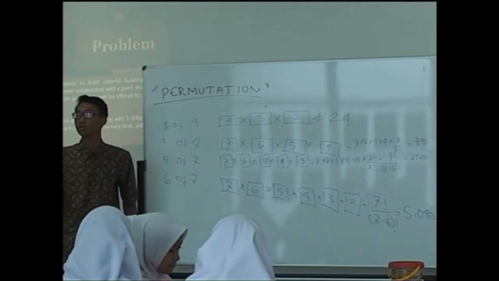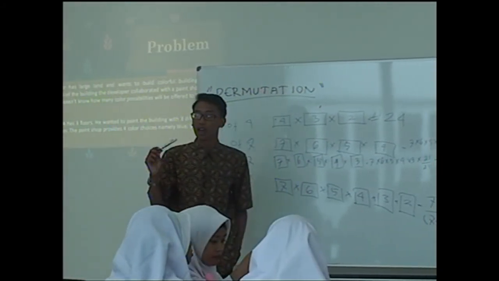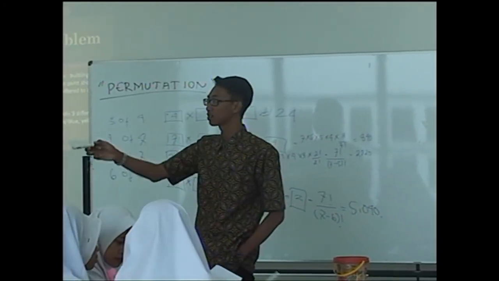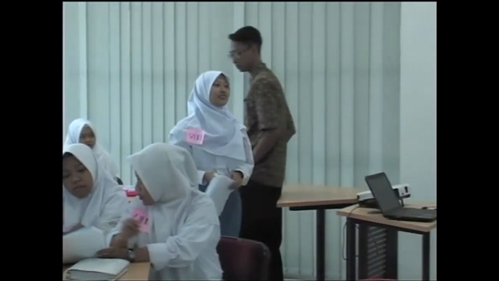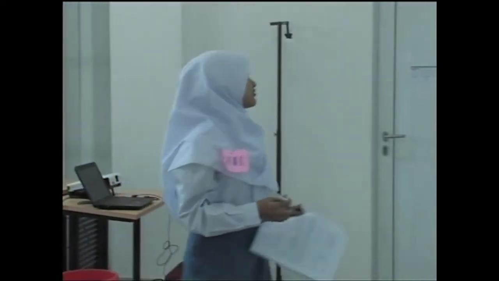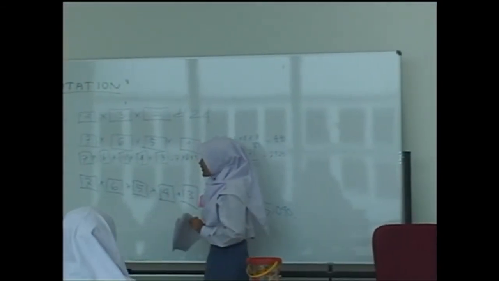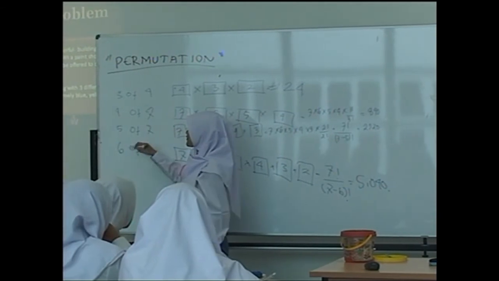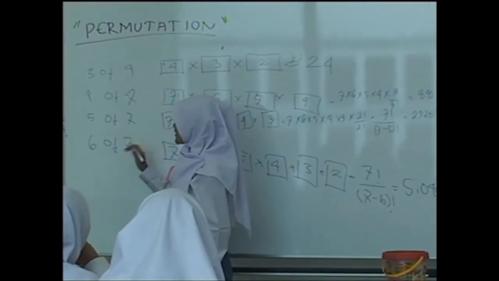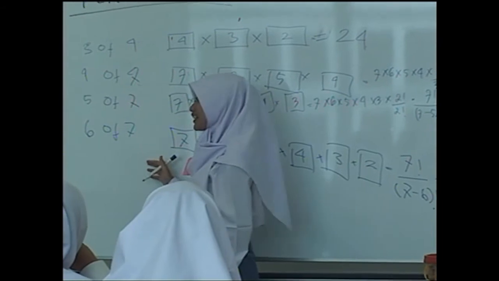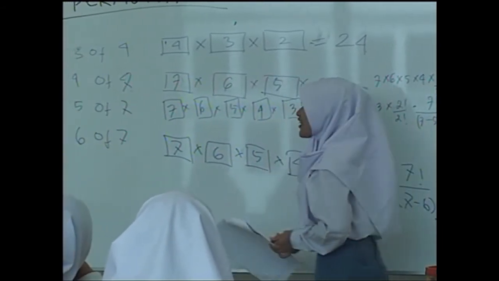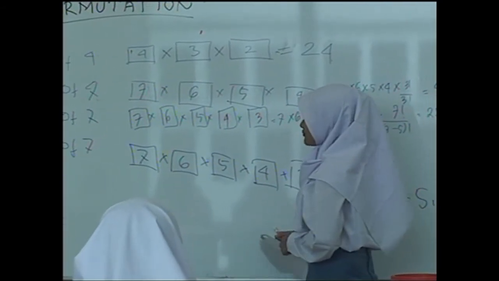And on the next page, we have the activity tree. Anyone want to explain to me and your friends about the activity tree? Sure. Of course. You can explain to your friends. Please. Yes. In the activity before, we have 4 floors of 7 colors, 5 floors of 7 colors, and 6 floors of 7 colors. And in the next activity, we can get the general formula of this problem.